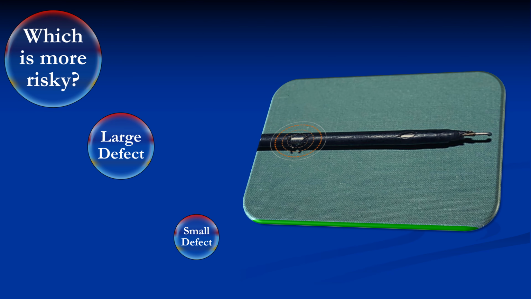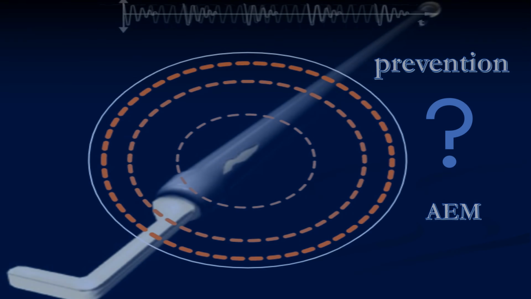The smaller the hole in the insulation, the higher the stray current density, with an increased risk of catastrophic tissue burn. 100% of energy can be delivered to unintended tissue.